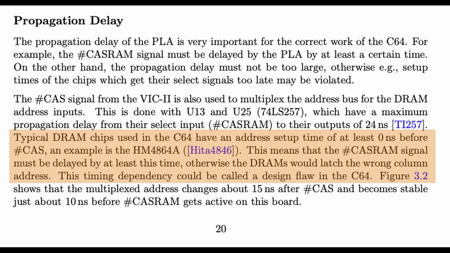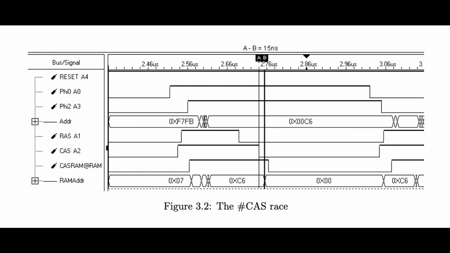Typical DRAM chips used in C64 have an address setup time of at least 0 nanoseconds before CAS. An example is the HM4864A. This means that the CAS RAM signal must be delayed by at least this time, otherwise the DRAMs would latch the wrong column address. This timing dependency could be called a design flaw in the C64. The multiplex address changes about 50 nanoseconds after CAS and becomes stable just about 10 nanoseconds before CAS RAM gets active on this board.